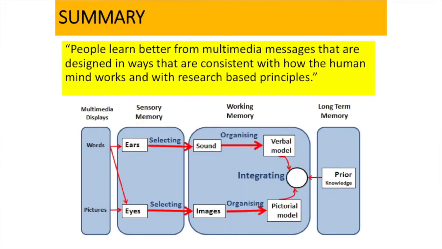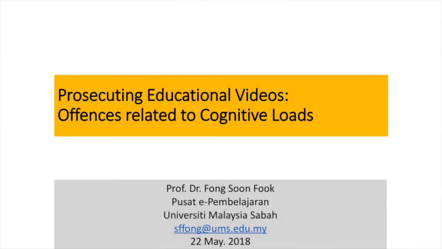So in summary, this is what Mayer said. People learn better from multimedia messages that are designed in ways that are consistent with how the human mind works, with research-based principles. So now we are standing upon Mayer's cognitive theory of multimedia learning, and he proposed this particular model of our brain. A lot of work has been done in this area. So I'm just telling you about this. This is the way that we will approach it.